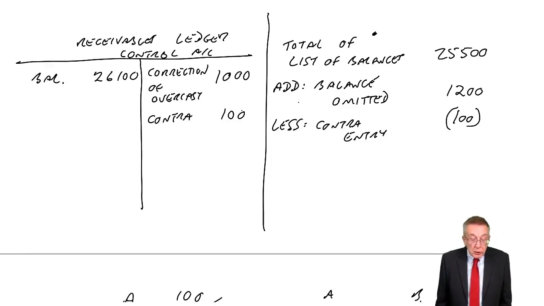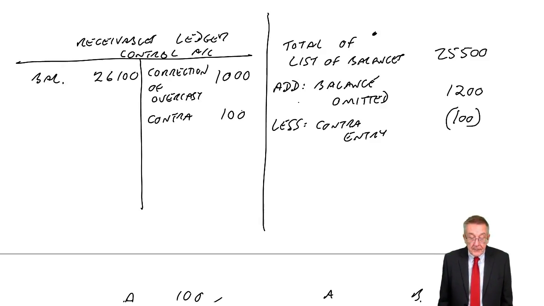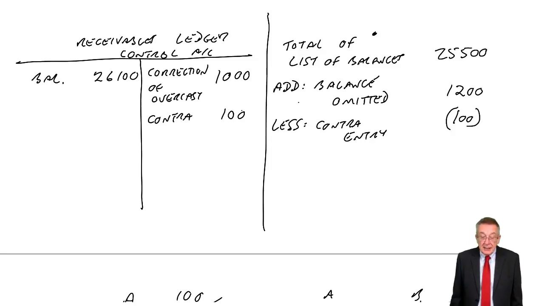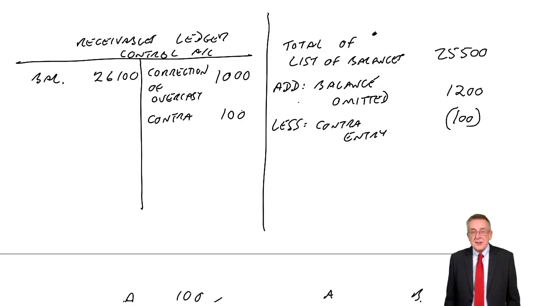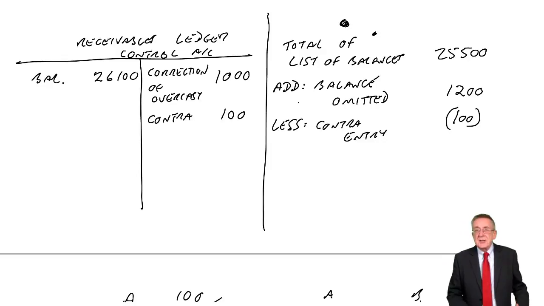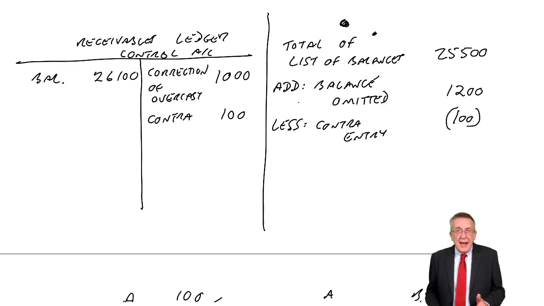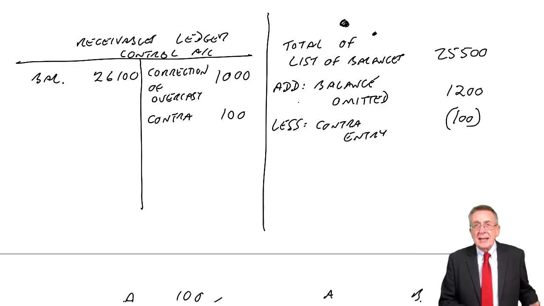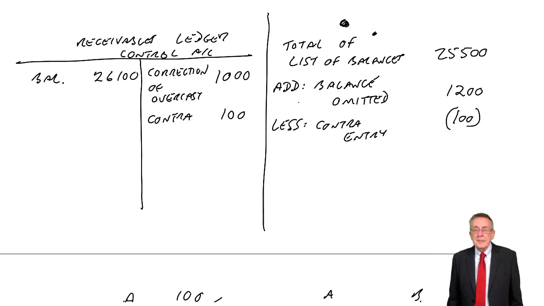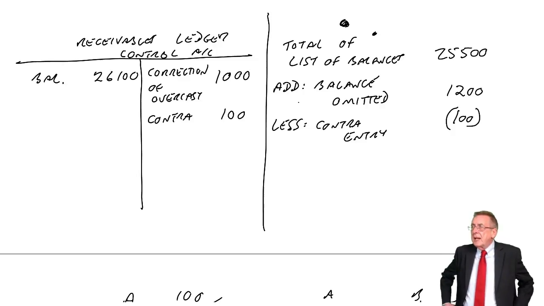Finally, a credit balance of 800 in the receivables ledger has been listed as if it was a debit balance. Now, the receivables ledger, that's this bit. That's Mr. A, Mr. B, Mr. C, the sales ledger. And of course, surely, in the receivables ledger, you'll expect the balances to all be debit balances. Customers owe us money. It says here there was a credit balance. How could there be a credit balance?